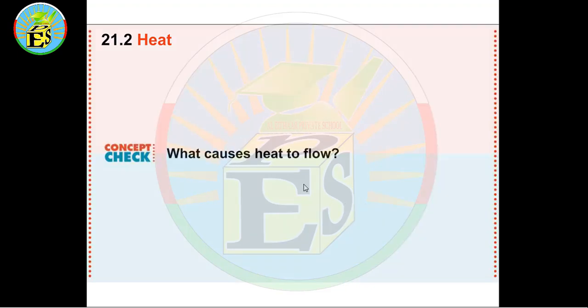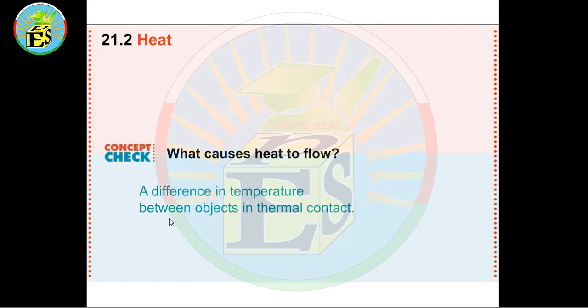What causes heat to flow? A difference in temperature? Yes, between objects in thermal contact. When we have two objects in thermal contact, the heat will transfer from the hot object to the cold object to reach a stable or equilibrium temperature.